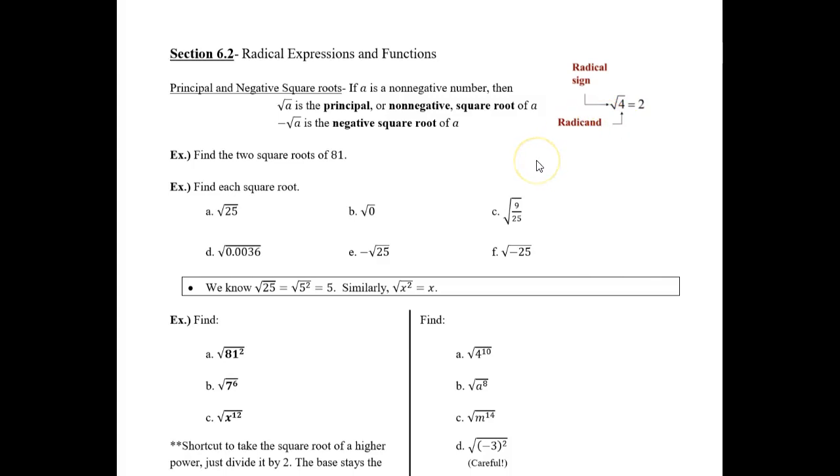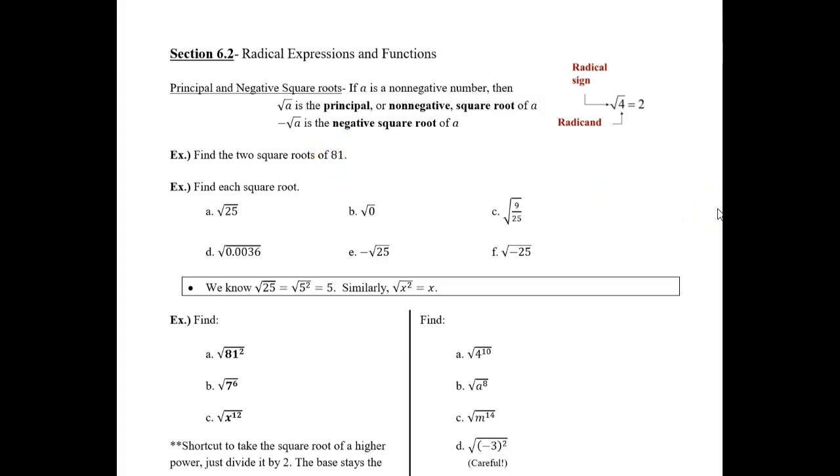There are two square roots when we take a square root. One is called the principal square root, or the non-negative square root, and that's probably the one you are most familiar with. But there's also a negative square root. And what do I mean by that? Let's go ahead and look at this example here. If you're just asked to find the square root or square roots of a number, such as 81, we are asking what times itself would give me this number.